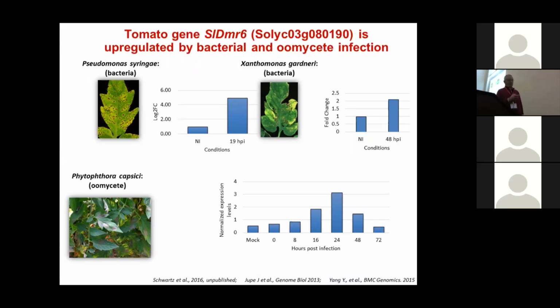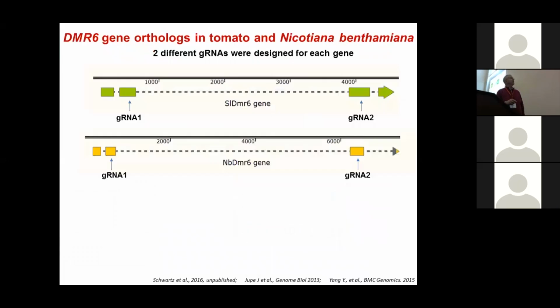So the first thing we did was to just take the available literature out there. We knew that the DMR6 gene is naturally induced after pathogen infection, and we showed that to be the case with Pseudomonas syringae, Xanthomonas, and also Phytophthora. Okay? You can identify the genes similar to what we just saw. You can identify exons. You can use all kinds of programs similar to what we just saw, and you can identify CRISPR sites by identifying the PAM site.